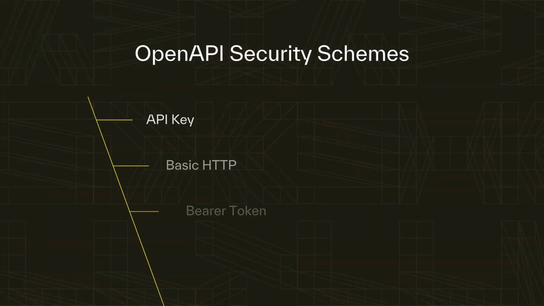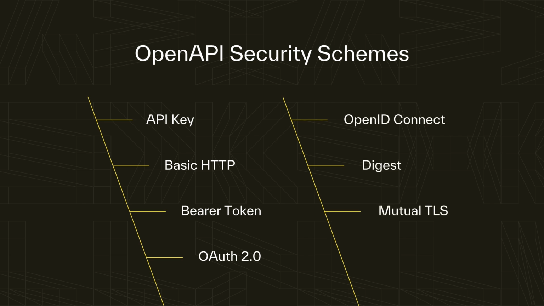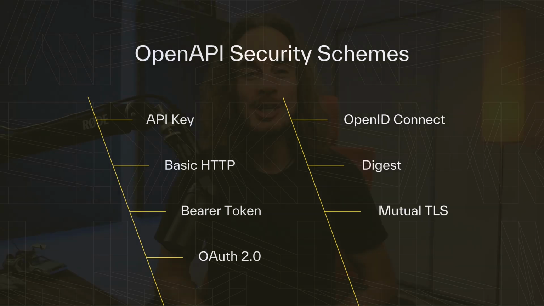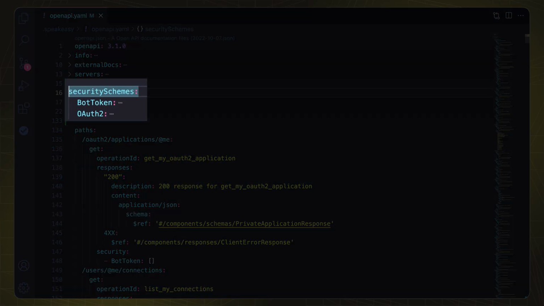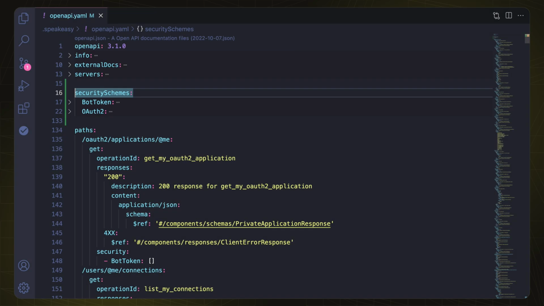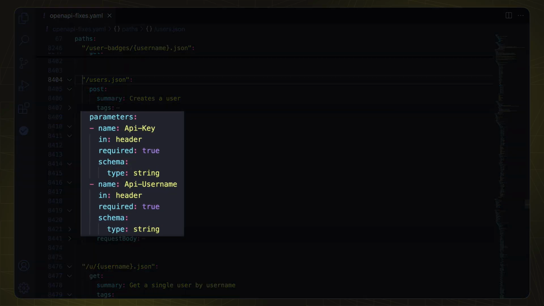OpenAPI 3.1 supports defining security schemes that can be applied globally and at the operation level. All standard auth methods are supported, such as API key, basic HTTP, bearer token, and more. Security schemes are too large a topic to fully cover here, but the most important thing to know is that they're the only method you should be using for defining the authentication options for each endpoint, not request body parameters, as we can see here.